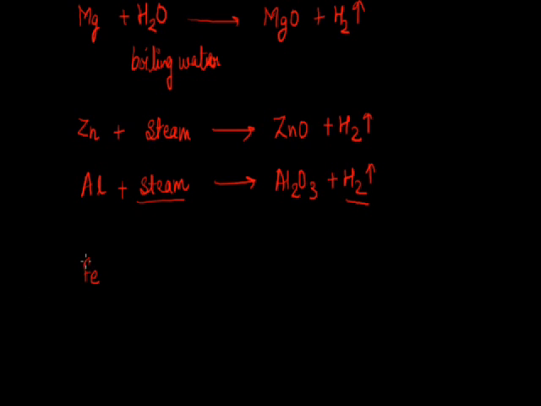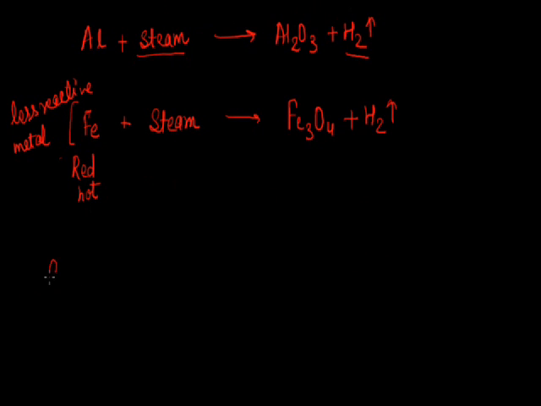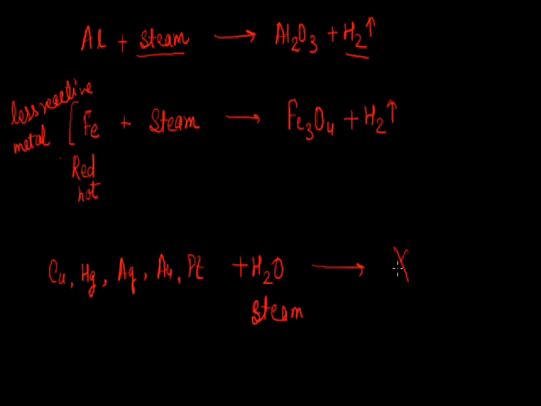Now if we discuss iron, iron is a less reactive metal, so it does not react with steam only. In this case, iron should be red hot and then it reacts with the steam. It will produce iron oxide and hydrogen gas. If we go down in the reactivity series, copper, mercury, silver, gold and platinum are less reactive metals. They do not react with water or even steam to produce hydrogen gas. There is no reaction.